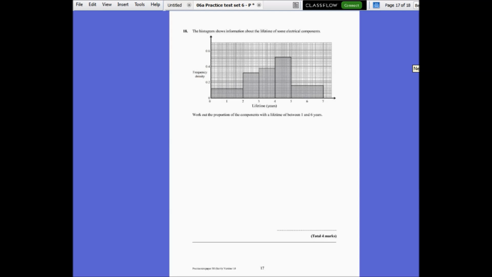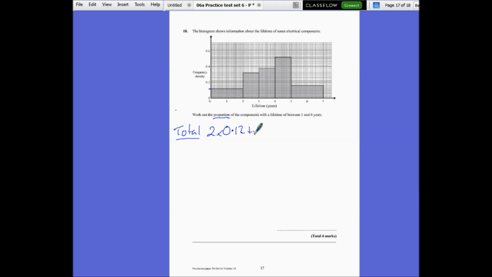Question 18. The histogram shows information about the lifetime of some electrical components. Work out the proportion, so we're looking for a fraction, decimal or percentage, of the components with a lifetime of between 1 and 6 years. So to work that out, we need to know the total lifespan of all of them. To work out the total, the area of the first one is 2 wide and it is 0.12 tall. So up to there is 0.12 because it's going up in 0.02s. So that would be 0.12.